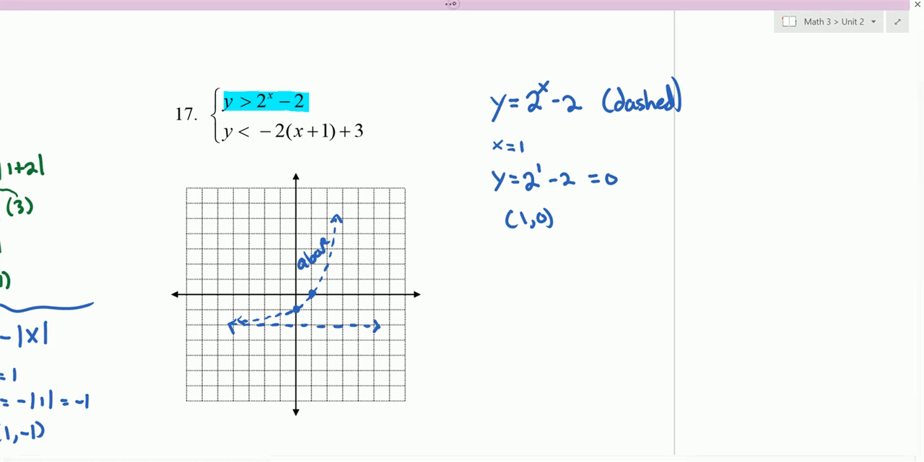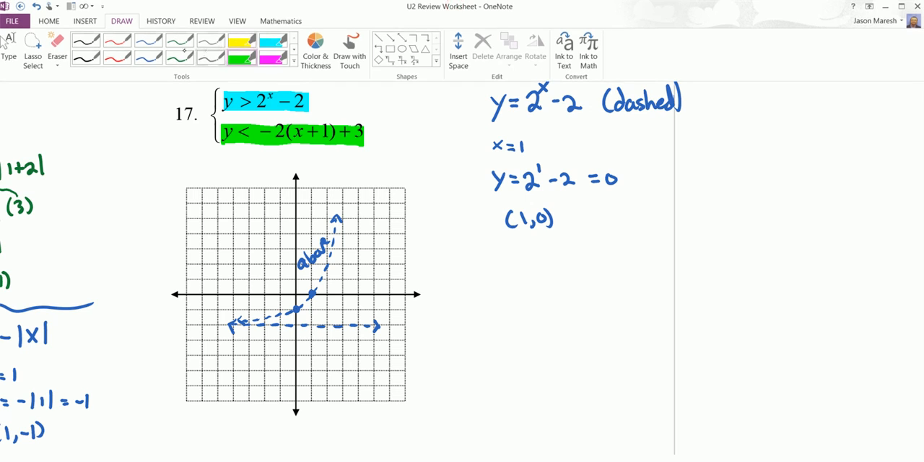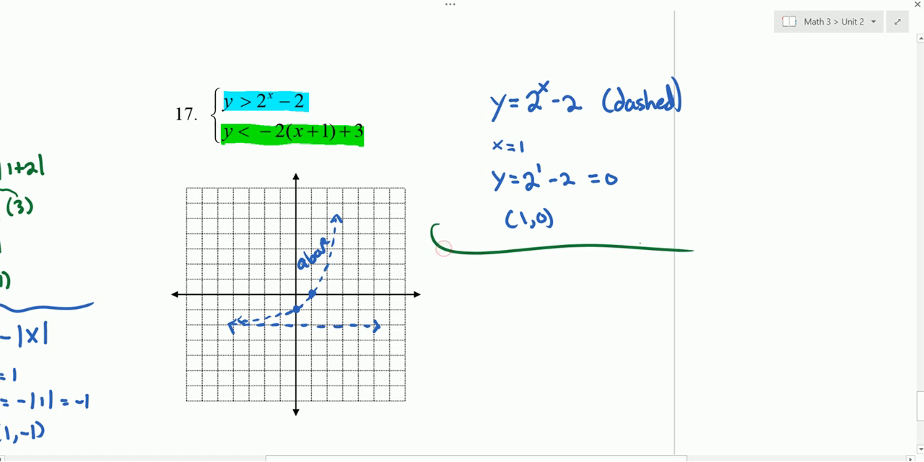The next graph, we're going to graph in green. That's going to be a line. I'm going to graph y equals negative 2 times x plus 1 plus 3. Again, it's going to be dashed because the original has a less than sign, not less than or equal. This is a line that the parent graph usually goes through 0, 0, but this plus 1 moves us left 1, and we're going to go up 3. So from 0, 0, go left 1, up 1, 2, 3, get our first point.